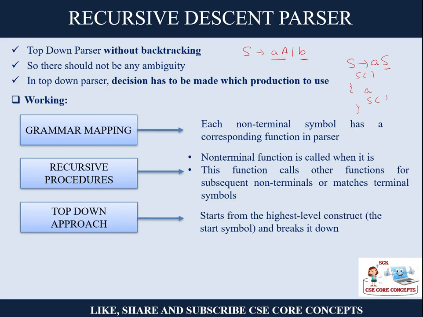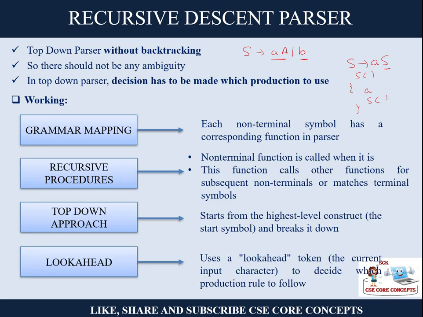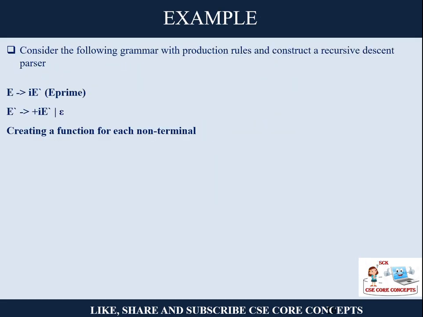Of course, it is a top-down approach, so you have to start with the start symbol, and there is a global variable called lookahead, which keeps track of the current input character of the string, deciding which production rule to follow. Let's say you are given AB, so lookahead will be A, then B, one by one until you reach the dollar sign, which indicates the end of the string. Let us understand the recursive descent parser with the help of an example.